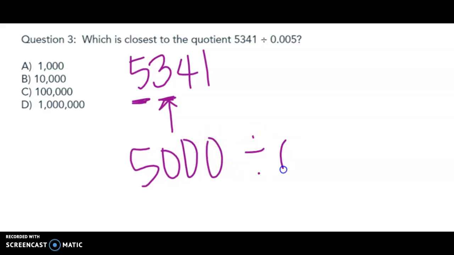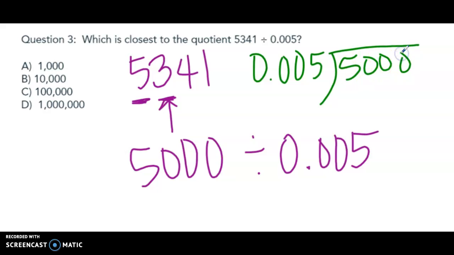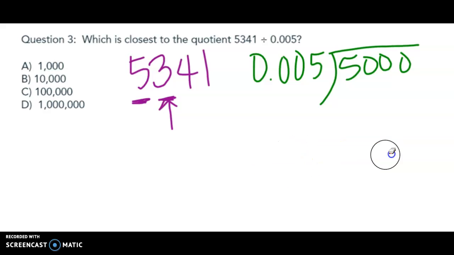And then we'll divide it by 5 thousandths. All fractions mean divide, write the denominator outside. The denominator would be 5 thousandths. And the inside number, our dividend, would be 5,000. So we want to change those so that they are whole numbers, and that would be so much easier to multiply both of them by 1,000.